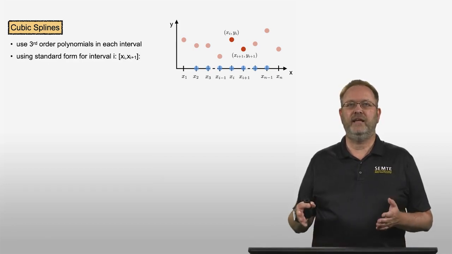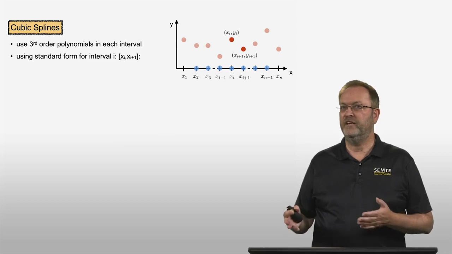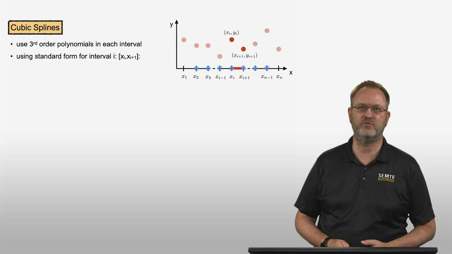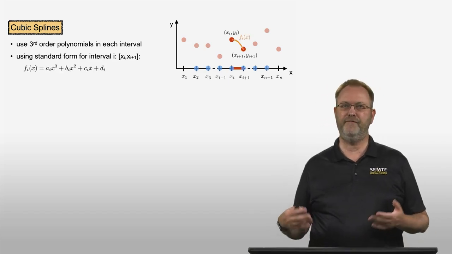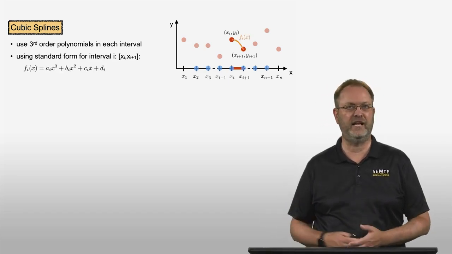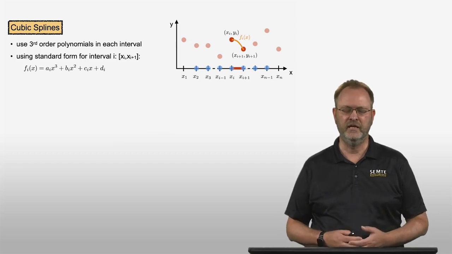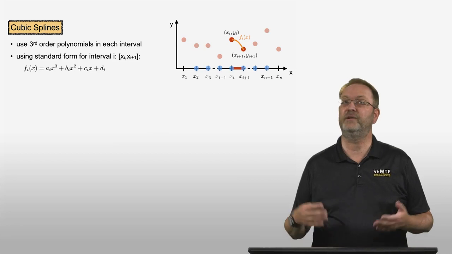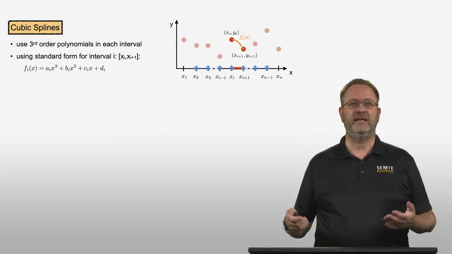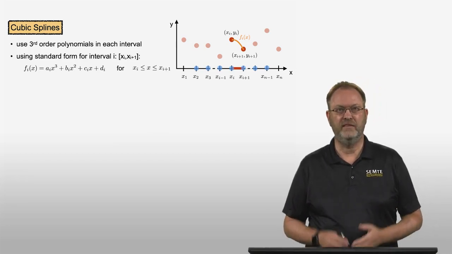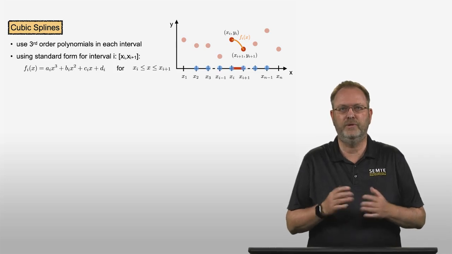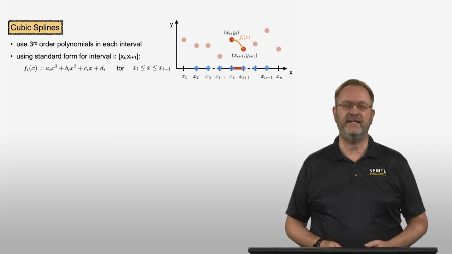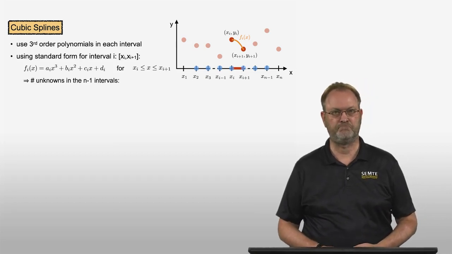So let's look directly at the standard form for the interval that goes from xi to the neighboring point xi+1. We will have a function f_i for the interval i that is a cubic polynomial. That is a_i x^3 + b_i x^2 + c_i x + d_i. And that cubic polynomial is valid in this interval where x is between xi and xi+1.